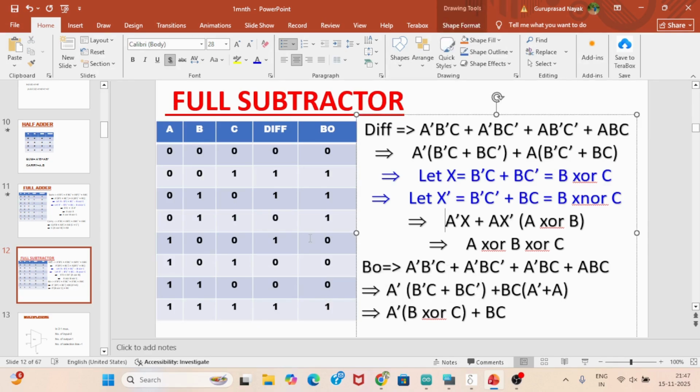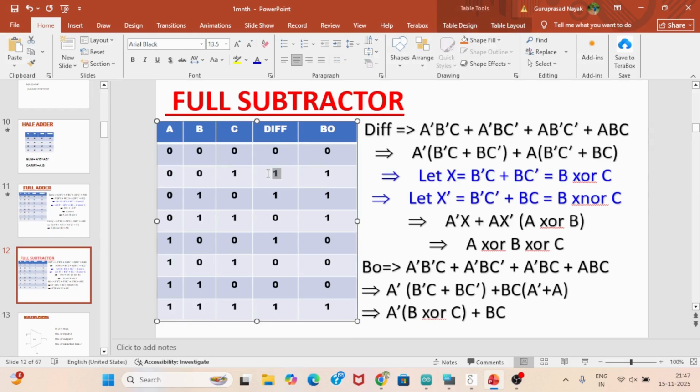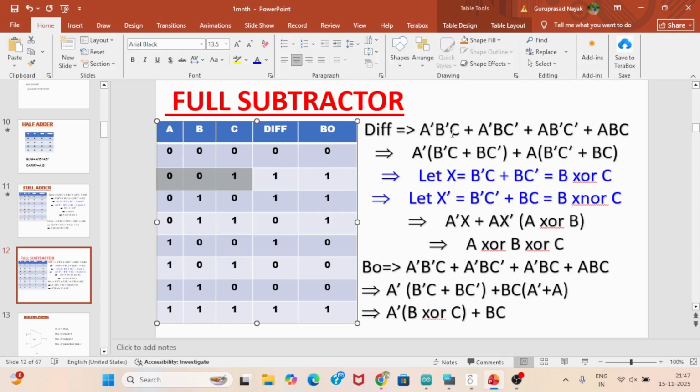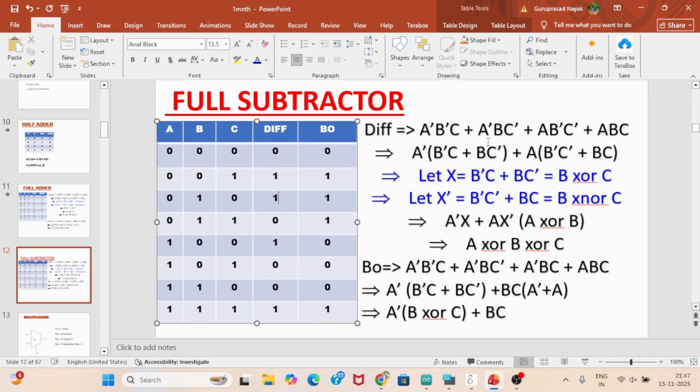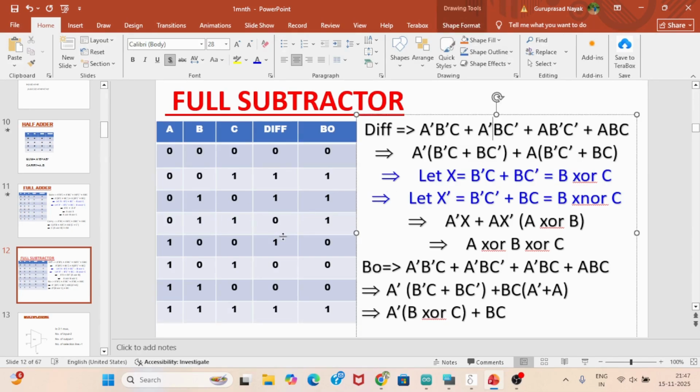After the truth table, this is the expression. I have converted this expression to my final expression; I have already mentioned the steps. First, how to find these two? For the difference, where the value is 1: for 0 0 1 it's A bar B bar C, for 0 1 0 it's A bar B C bar, then A B bar C bar, and last is A B C.